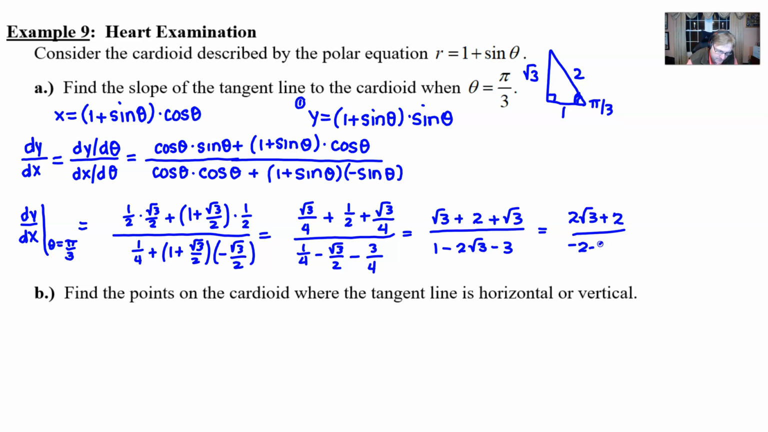Negative 2 minus 2 square root of 3 on bottom. And if you really look at this very closely, this reduces to negative 1, which is pretty nice and easy to work with. So I'm going to show you a visual representation of this now, and we're going to see whether the slope of this particular tangent line at that place truly looks like it could have a value of negative 1. Let's take a look.